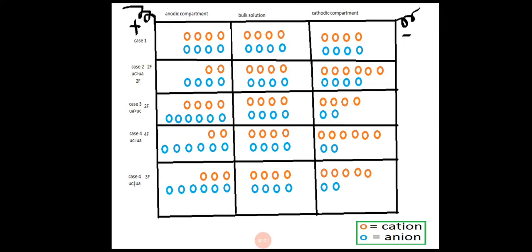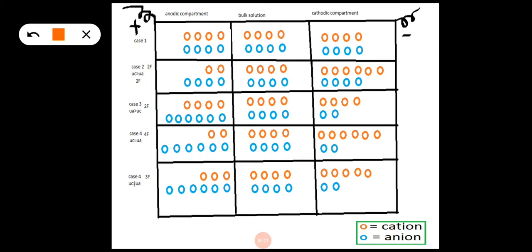Hello students, in this video we shall determine the transport number of cation and anion when the electrodes are attackable. In the previous video we discussed the transport number of cation and anion when the electrodes are not attacking or not reacting. Now let us see when the electrodes are reacting.